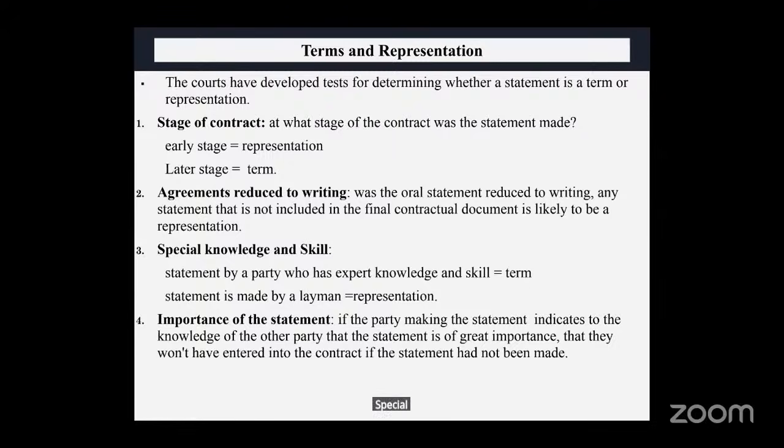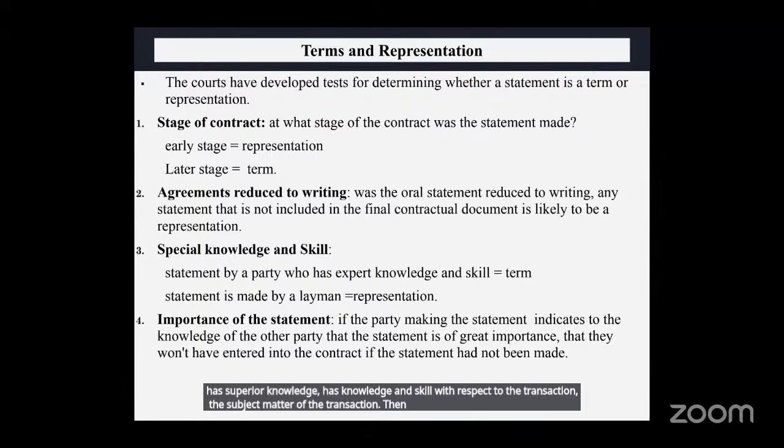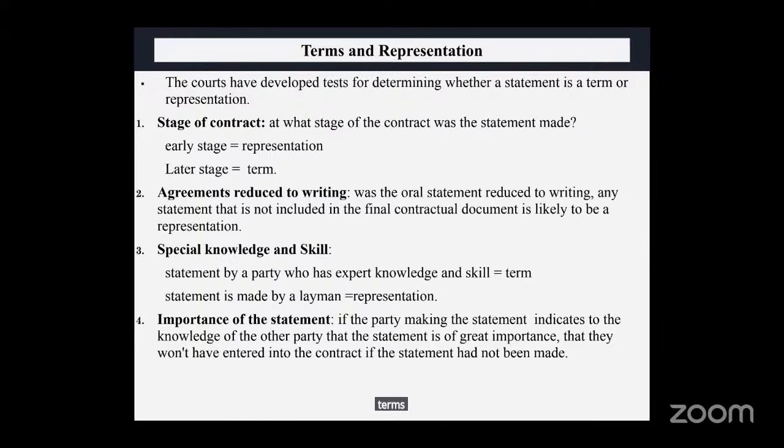Special knowledge and skills. So usually, when the party shows or the court understands or knows or sees that the party who made the statement in question has superior knowledge, has knowledge and skill with respect to the subject matter of the transaction, then the court would most likely consider that statement made by the expert or by the person who has superior knowledge as terms, whereas the ones that were made by the non-experts would be considered as mere representations.